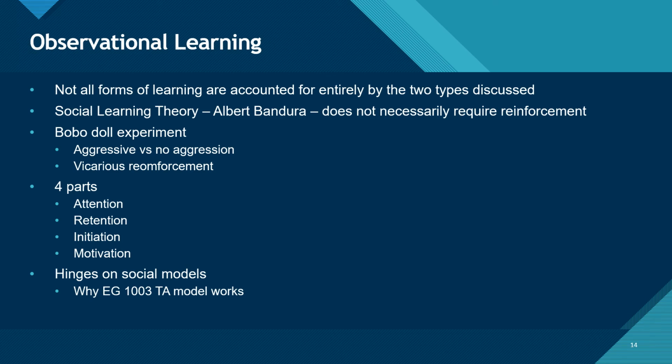There's observational learning, which is separate than the previous two we've discussed. It is based off of social learning theory. So basically, it does not necessarily require reinforcement. You could have vicarious reinforcement, someone's doing something and you see it done over and over again maybe, and it reinforces that behavior to you, even though you did not experience that.